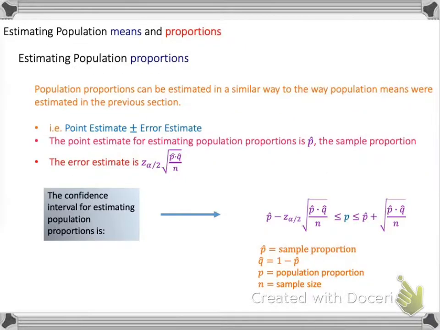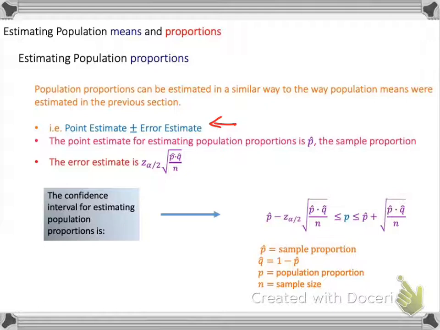So to do that, we are going to approach it in a very similar way to what we did previously. We need a point estimate, and we add and subtract an error estimate. Confidence intervals are always done in that way, right? If you're going to estimate the population mean or population proportion. So we're going to be doing that right here: point estimate plus or minus error estimate.